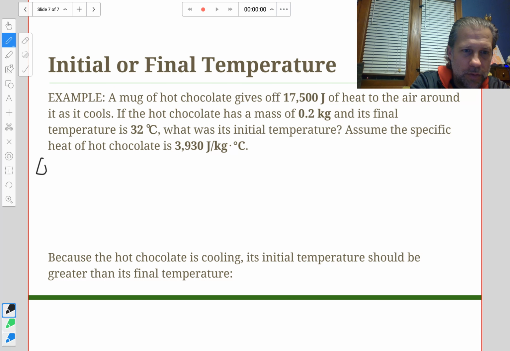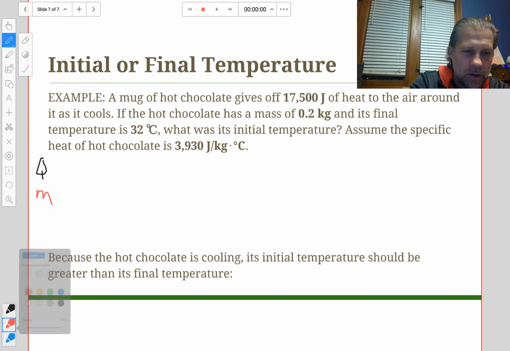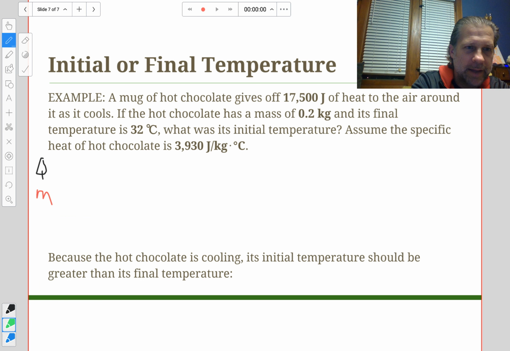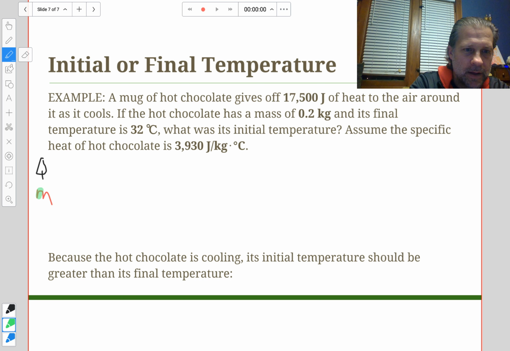So we have Q, we have M, hang on. I got this. Oh, no. That's silly. Just erase all that. Okay. So Q, mass, specific heat, which is C, and then change in temperature.